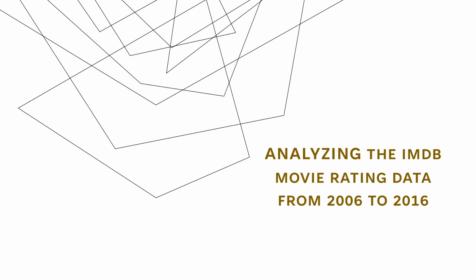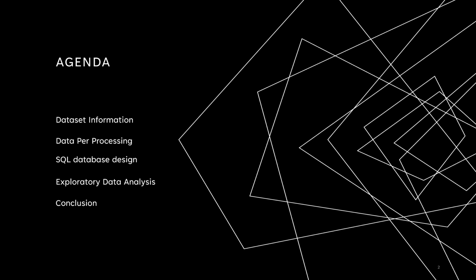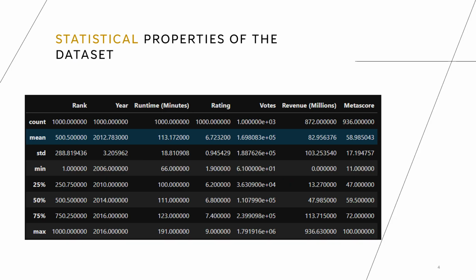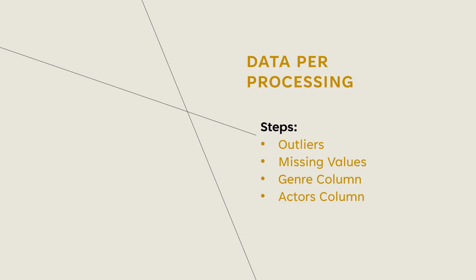IMDb movie data set from 2006 to 2016. It has objects, integer, and float data types. We have the statistical properties of the data set.